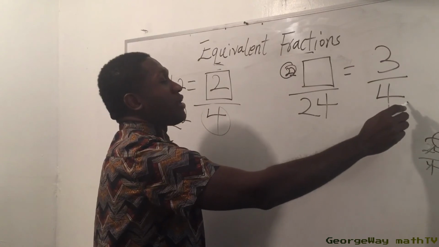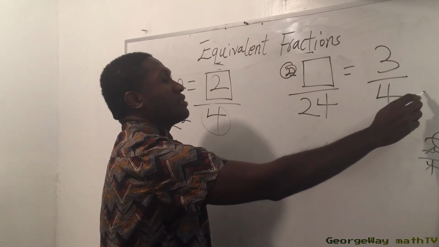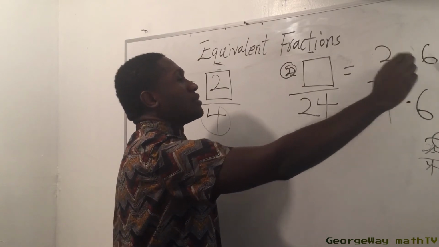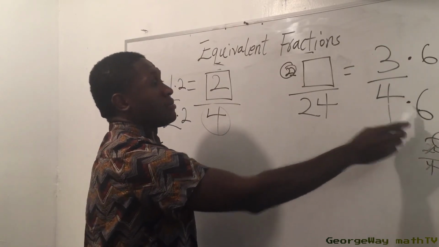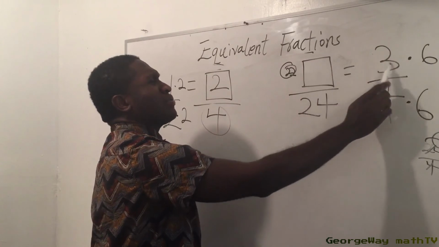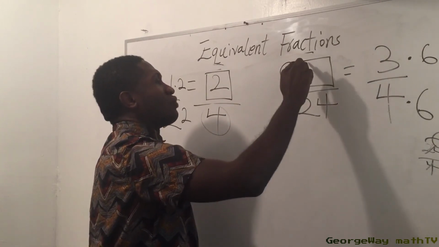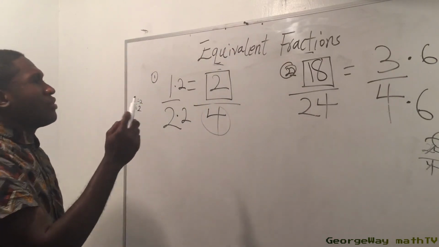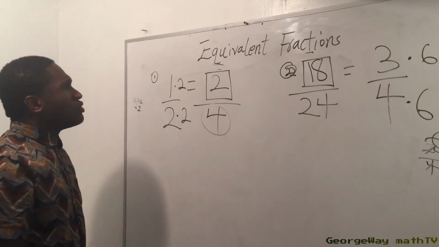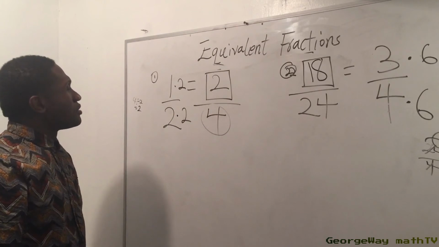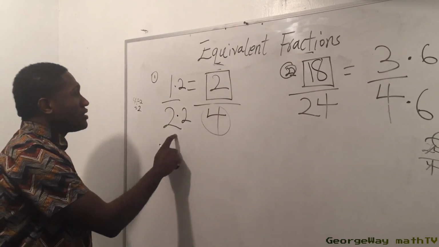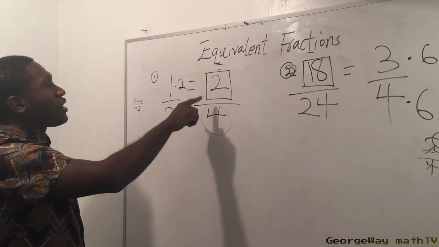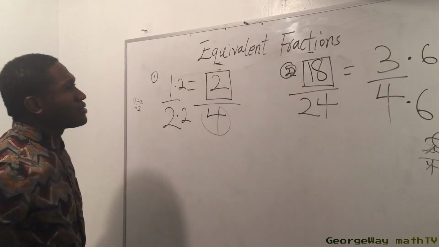So that tells me I'm going to multiply this by 6, and then multiply that also by 6. And that makes sense. 4 times 6 is 24. But what is 3 times 6? It's 18. So that is how I'm supposed to do equivalent fractions. Again, I always have to divide and then multiply both. And then what I get when I multiply, I just put in the box.